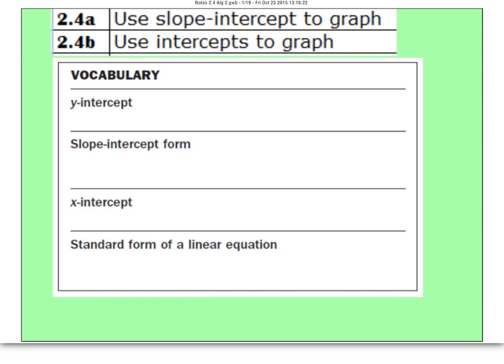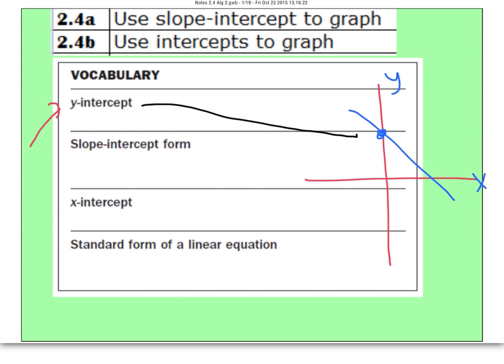In Learning Objective B, we're going to graph using what's called the intercepts form. We already talked about what the y-intercept is, but let's take a look at a line. This is the x and that's the y. Recall the y-intercept is where it crosses the y-axis. Well, the x-intercept is where the line crosses the x-axis.